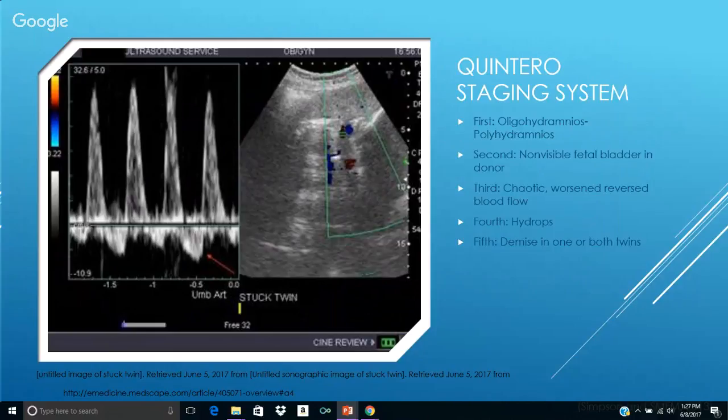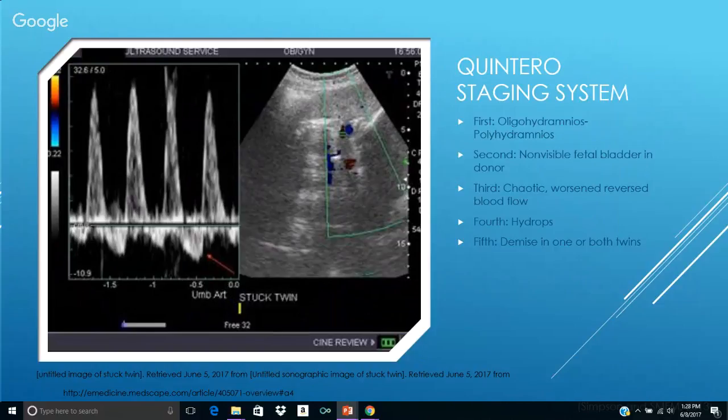So as you can see in the picture to the left, the blood flow to the bottom is pretty even, and then one twin is just receiving crazy amounts of blood flow, and the donor is receiving very little. So in a normal umbilical blood flow, it would be just a nice, organized, uniform wave, which is not what you see in twin-twin transfusion syndrome.